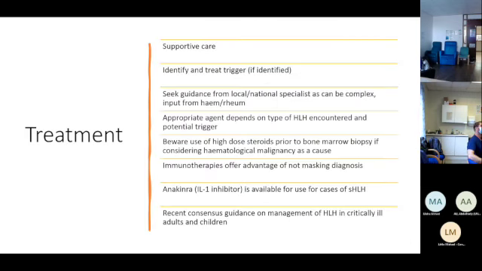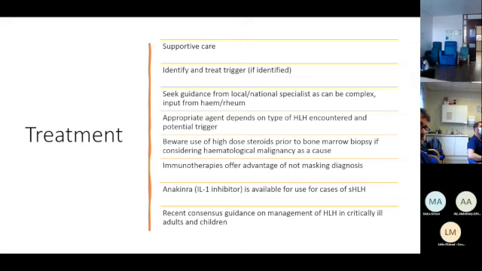Treatment, supportive care, we're going to do that, support the organs, whatever input we need to do from that point of view. Identifying and treating a trigger, if we can find a trigger and there is a treatment for it, then that's going to be a main priority. But we're going to need input from other specialists to try and look for those. And the kind of treatment that you do use might depend upon the trigger and the underlying cause.